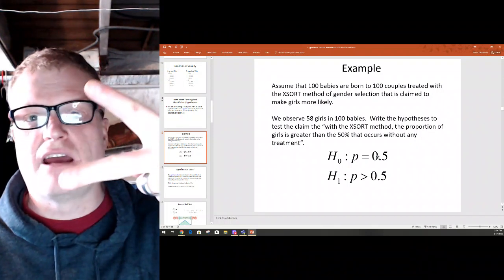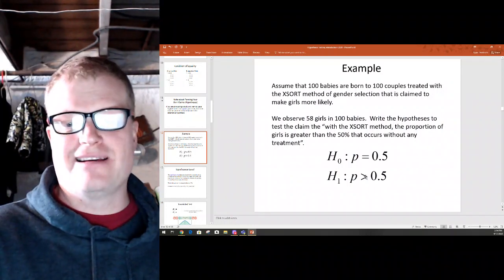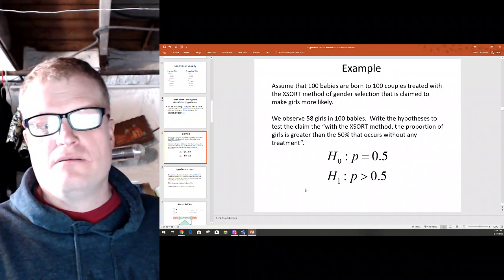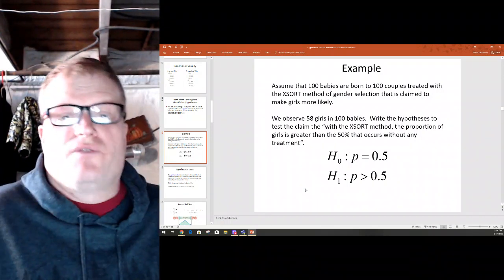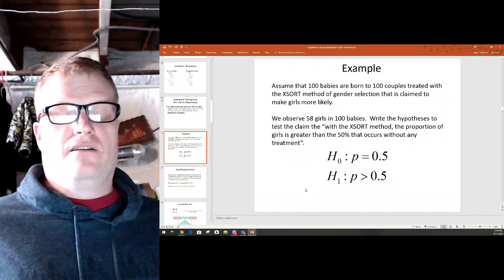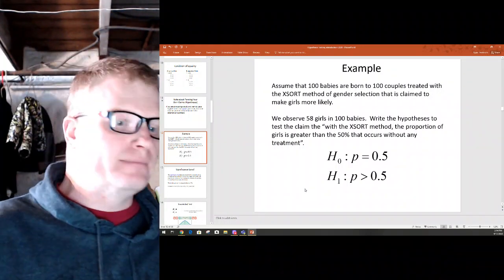So your claim is going to be greater than. So your alternative is going to be the same as our claim. We actually conduct an actual experiment. We'll come back to this example. We observe 58 girls in 100 babies. So our proportion that we get is 58%.